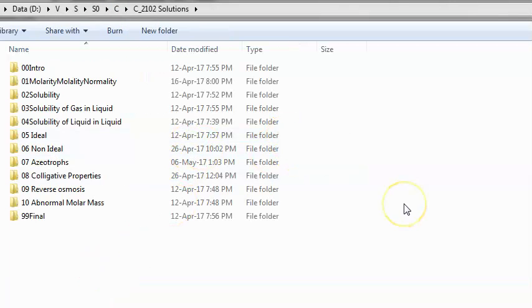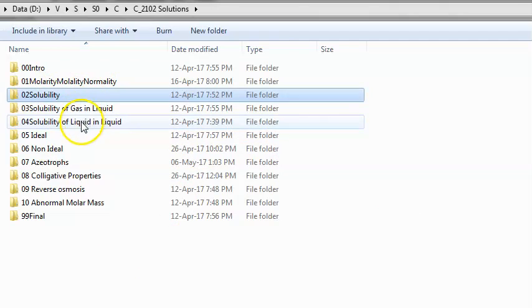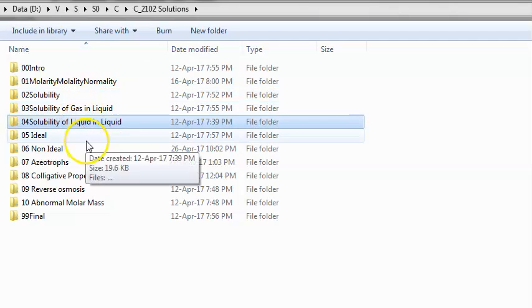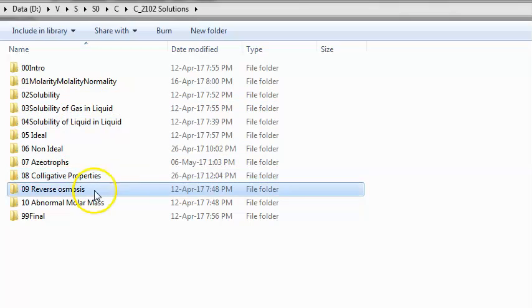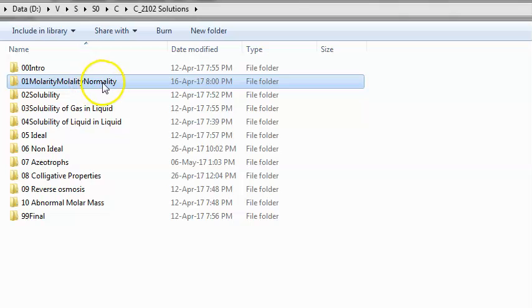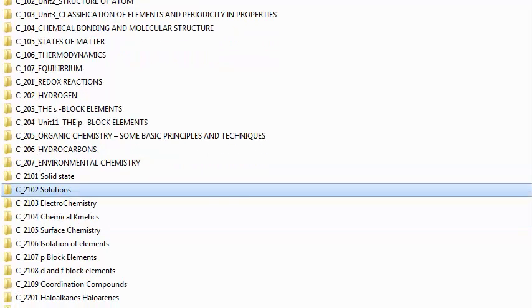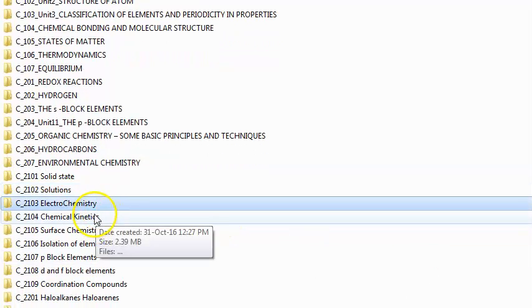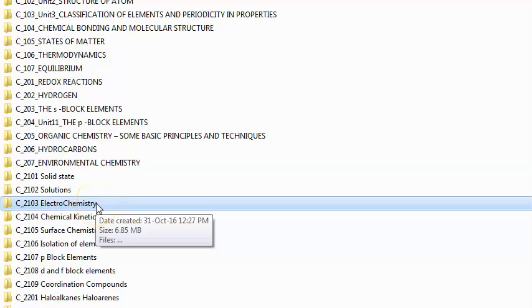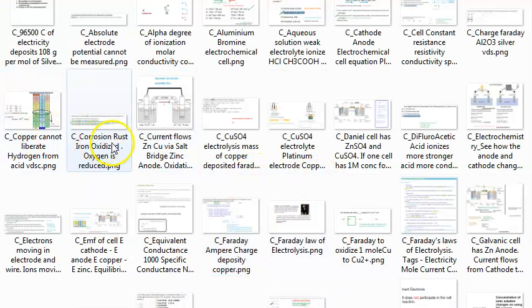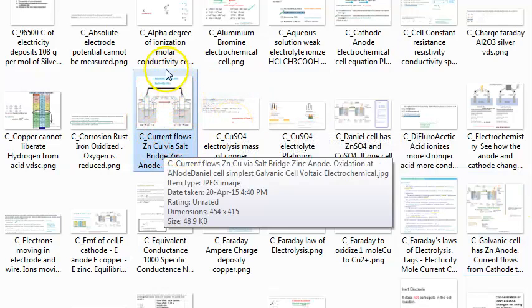Solutions. Solutions, you will look at solubility. Solubility of gas and liquid, azeotropes, colligative properties, reverse osmosis, molality, normality. It's all complicated. Then you look at electrochemistry. This is quite interesting actually, from the anode to the cathode, how it works, how you can make a chemical into electricity, electricity into chemical, all that. How a battery works, all this. Current flows via the salt bridge, okay, all that.